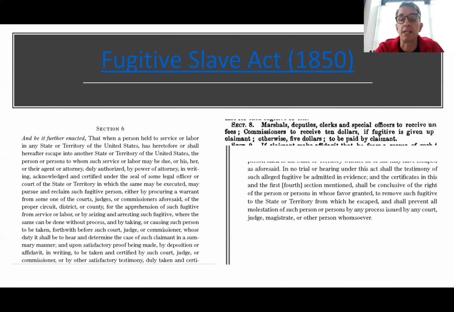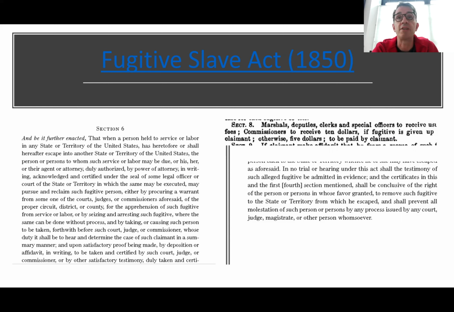Furthermore, the law states this: marshals, deputies, clerks, and special officers to receive their just fees. Commissioners shall receive $10 if the fugitive is given up to the claimant. Otherwise, they'll just get $5, which is paid by the claimant. The claimant is the person who is claiming this particular individual as their property. So you have to picture this then: the person who is accused of being escaped property cannot speak up in trial. If they are judged to be escaped property, then the person who has captured them gets a $10 bounty. If they are judged to be not escaped property, then the claimant pays only $5.